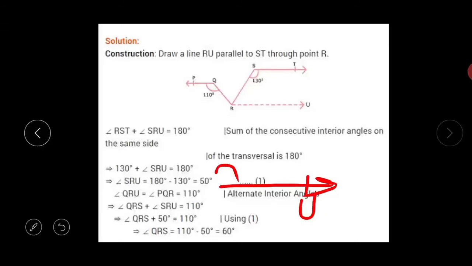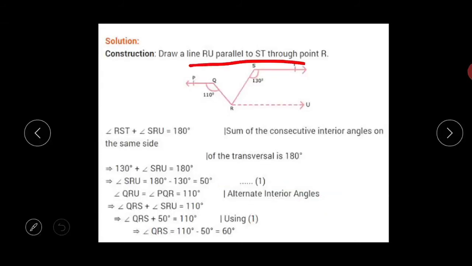So as you can see, we have constructed a line RU parallel to ST through point R. Okay, and the figure is now like that. आपको अपने सॉल्यूशन में फिर से दोबारा से ये फिगर बनाना है, ठीक है ना स्टूडेंट्स. आगे देखेंगे कि as you know that angle TSR plus angle SRU will be equivalent to 180 degree.